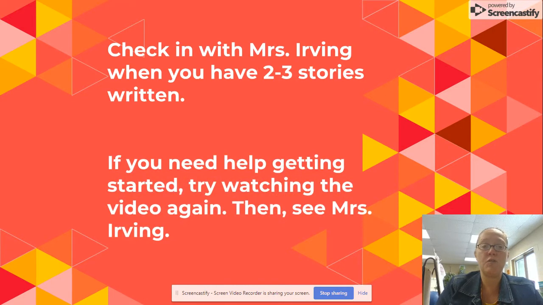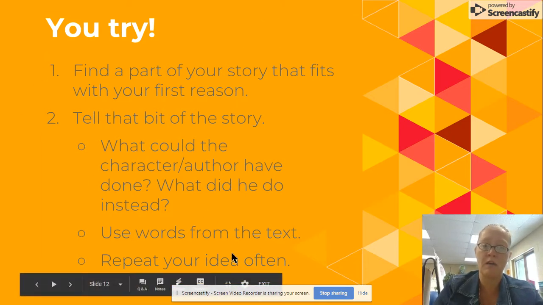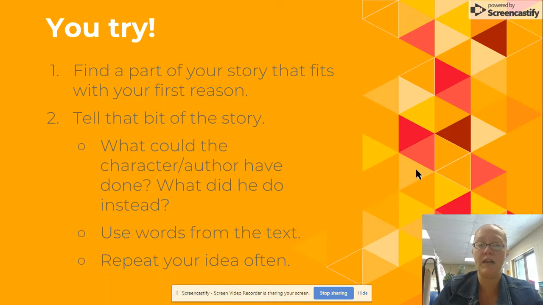Once you've gotten 2 to 3 stories written, check in with me to make sure you're on the right track. If you need help getting started, first thing you should do is rewind the video, rewatch it, see if there's anything that you can make sense of that didn't make sense the first time. If it's still not helping, come and see me and we'll work through one of your stories together. You may want to either find this slide in the slideshow that I've linked or just pause this part of the video to keep these steps up here so that you know what steps you should be taking when you are coming up with your evidence.